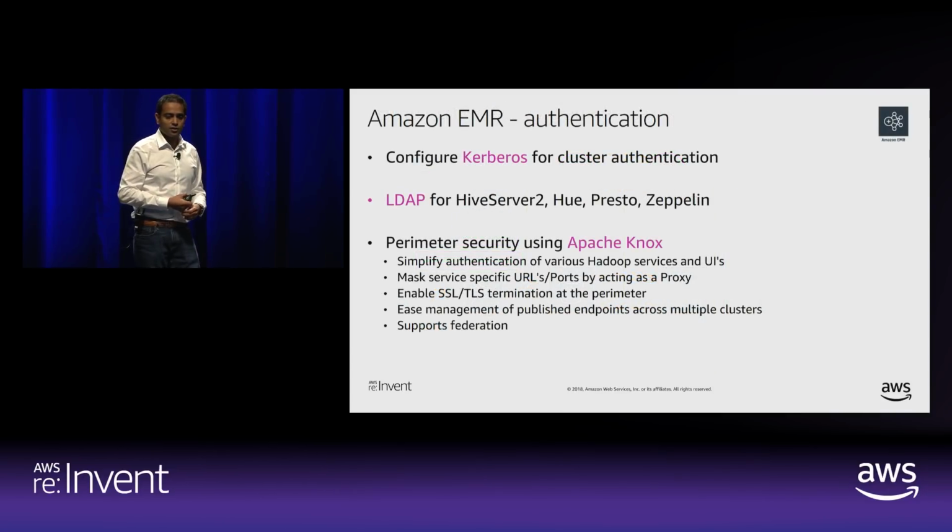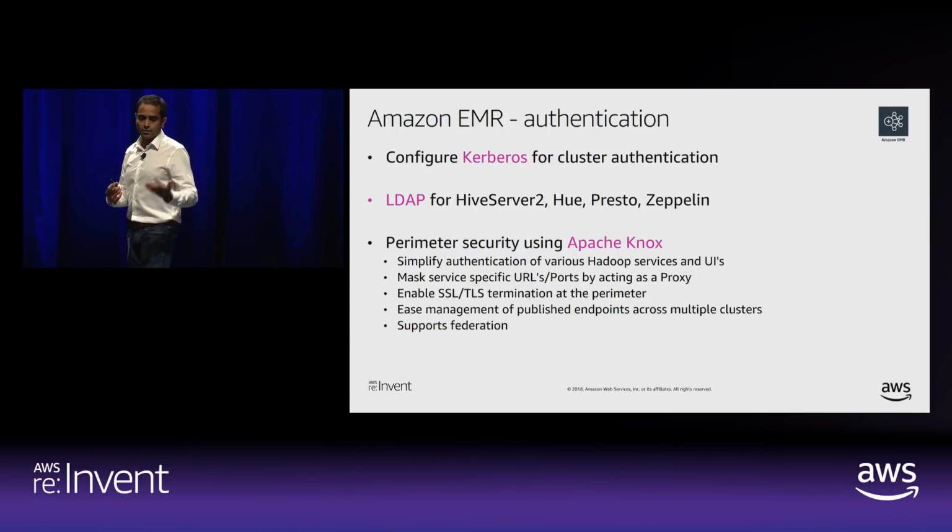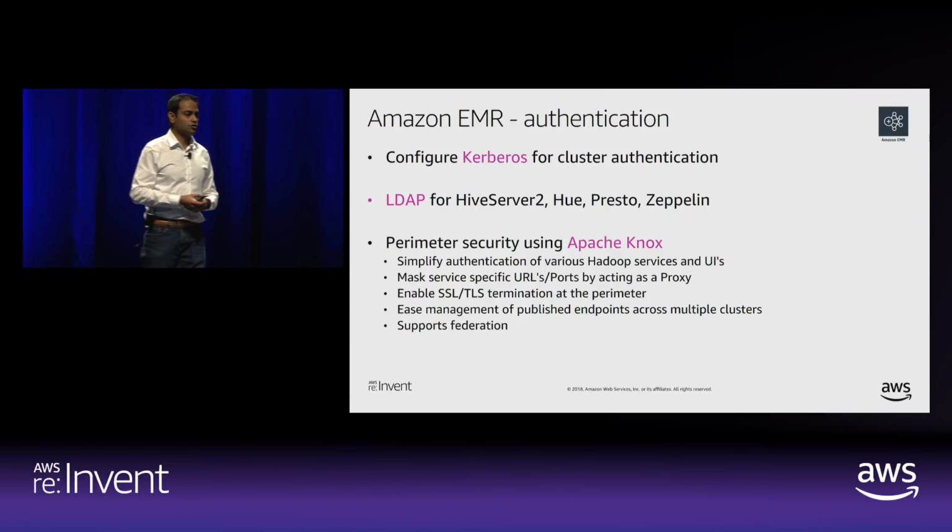Okay, now let's move to authorization. So we got the basic flow set up. Within EMR, there are a few authentication and authorization things you have to think about. So starting from authentication, cluster level authentication through Kerberos. Various services like Hive, Hue, Presto, and Zeppelin can be authenticated through LDAP. So this is where you do LDAP authentication. And then finally, perimeter security using Apache Knox.